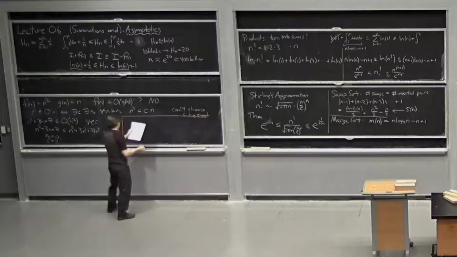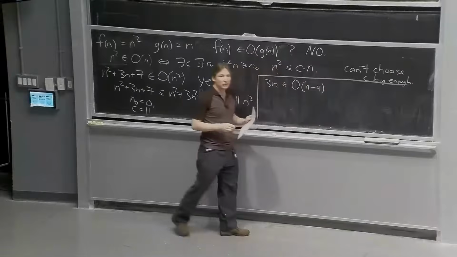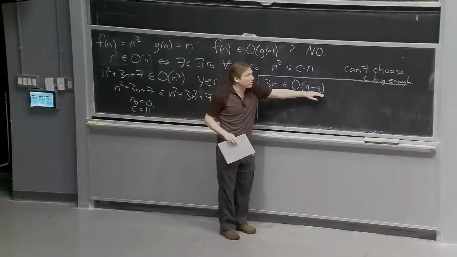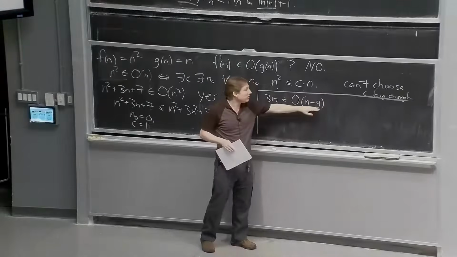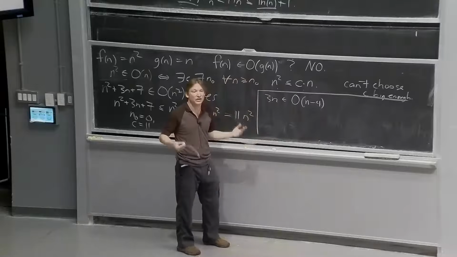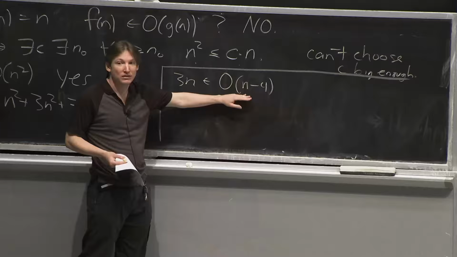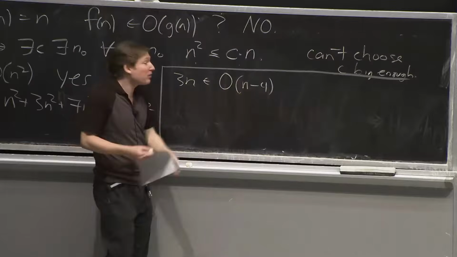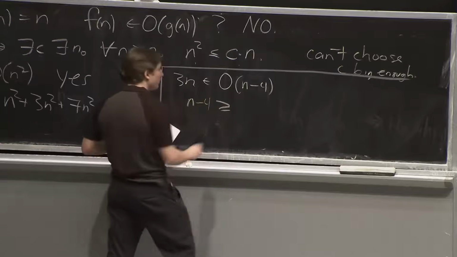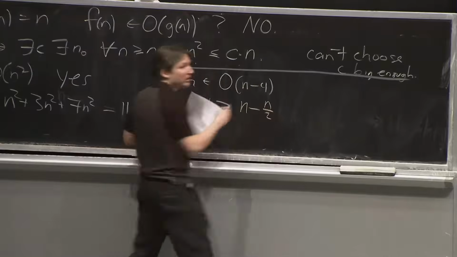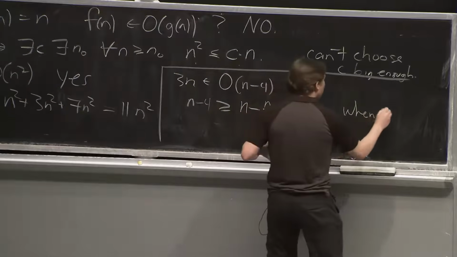Let's do another example. Is 3n big O of n minus 4? We were also saying we'd like to be able to ignore lower order terms on the right-hand side. And intuitively, that minus 4 term doesn't really change anything. This should still look like big O of n, right? And we can make that precise. N minus 4 is greater than or equal to n over 2 when n is at least 8.